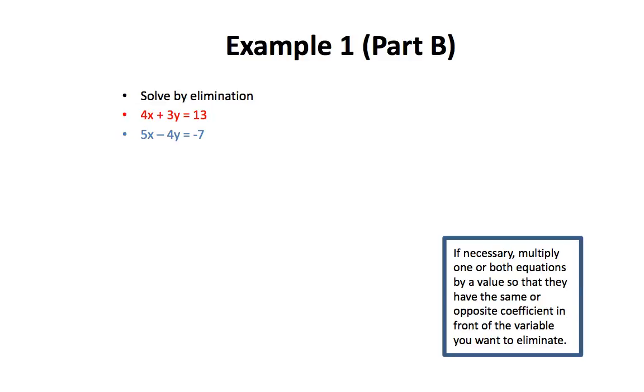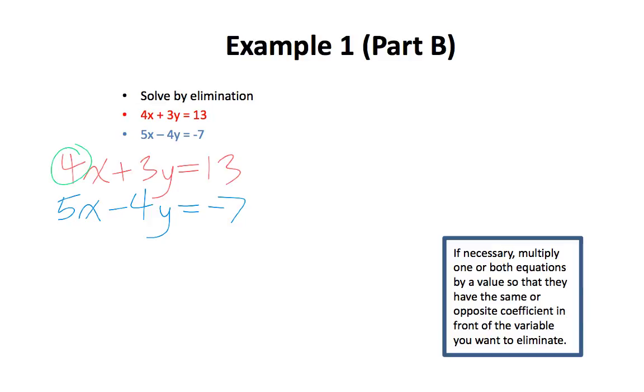Let's take a closer look at these two equations. 4x plus 3y is equal to 13, and 5x minus 4y is equal to negative 7. For the red line, the coefficient of x is positive 4, and for the blue line, the coefficient of x is positive 5. These are neither the same or opposite. Therefore, we need to manipulate these equations to get these numbers the same or opposite. I'm going to call this equation 1, and I'm going to call this equation 2.